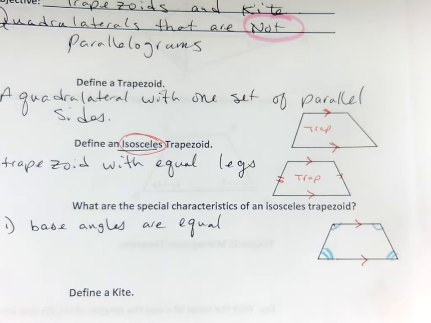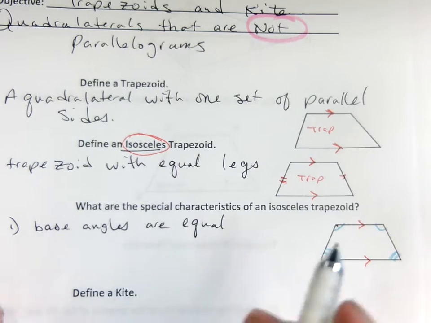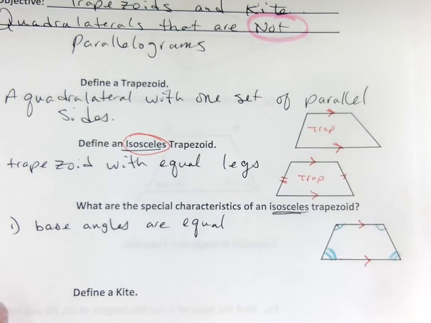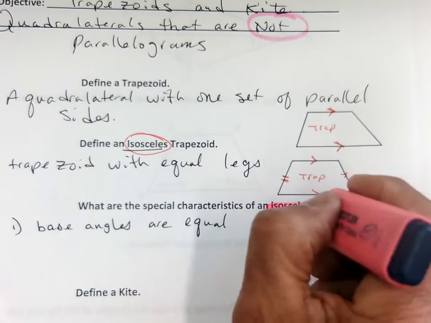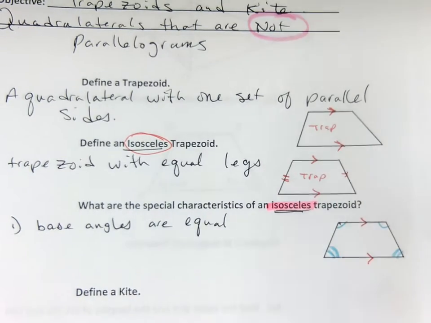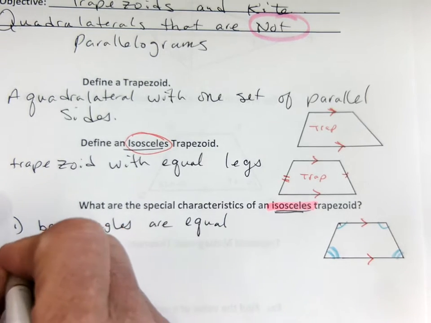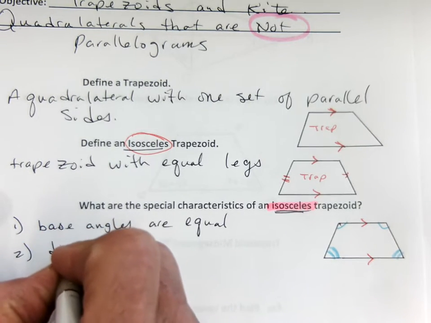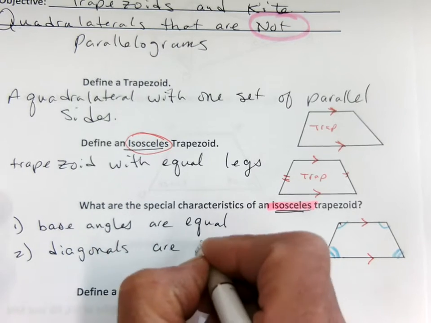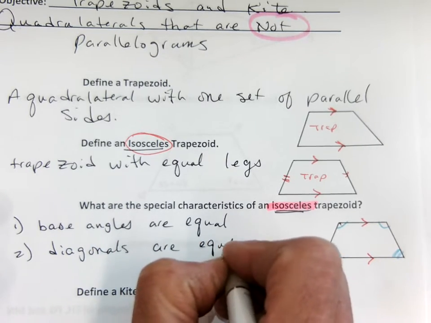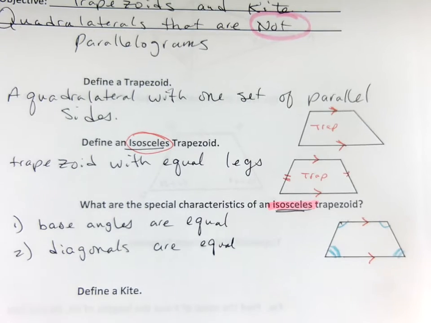There's one more thing I know about these. If it's isosceles, that's the key word, I know one more special characteristic, and that is that the diagonals are equal. All right. So let me draw in my diagonals. If I drew my diagonals, I would do this. Draw them in.